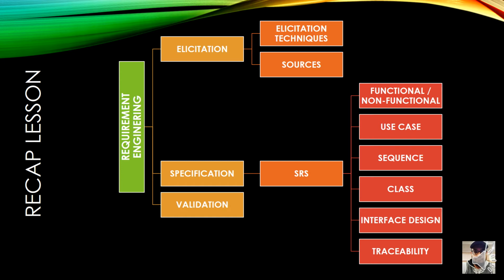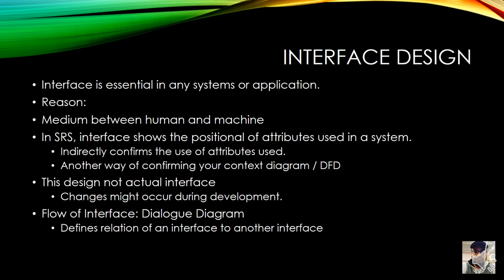And then we also learned how to convert this sequence diagram into a class diagram, that means objects, which consist of three parts. The first is the name of the object, the second is the functions, the third one is the attributes. And then for today's class, we're going to learn interface design and traceability, requirement traceability.